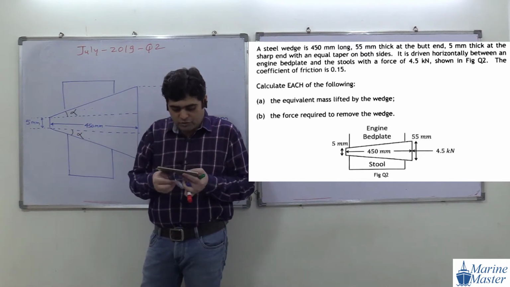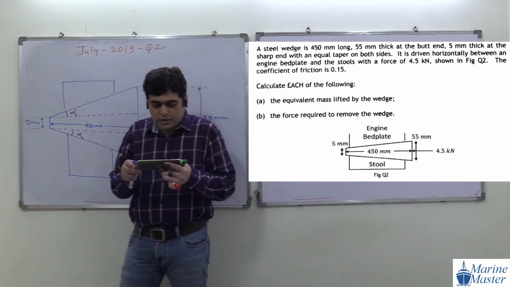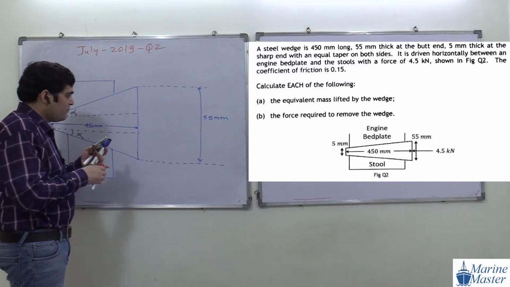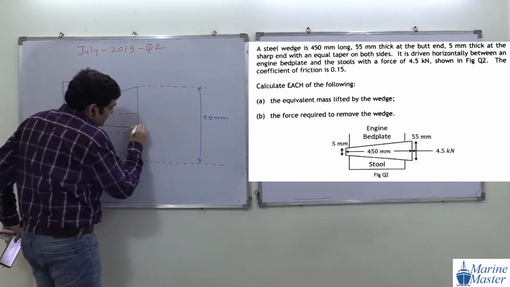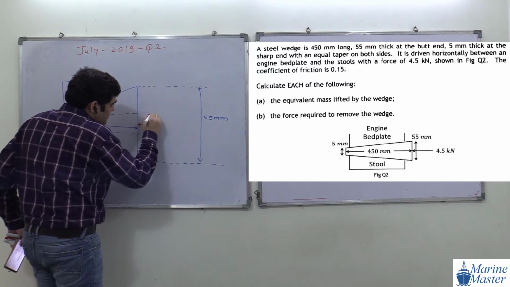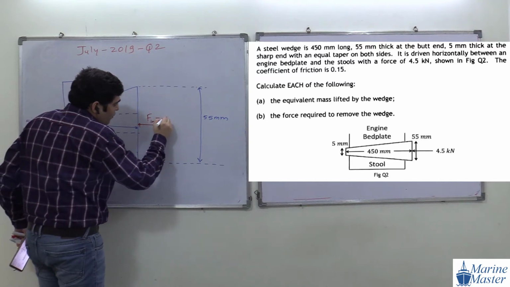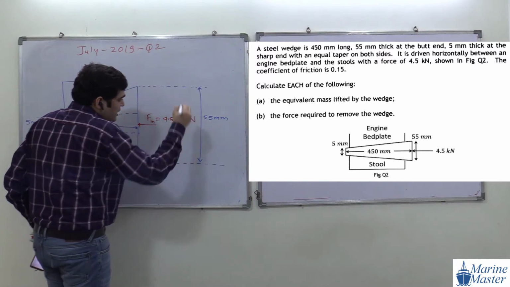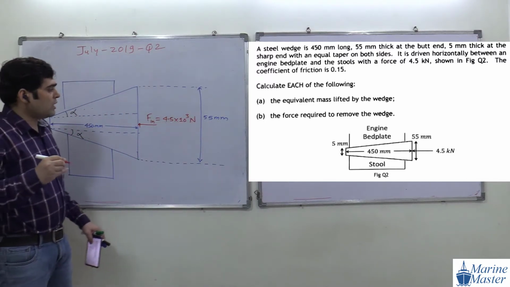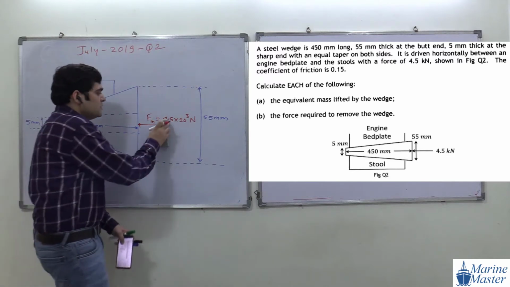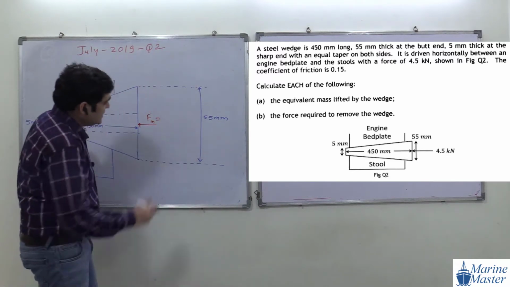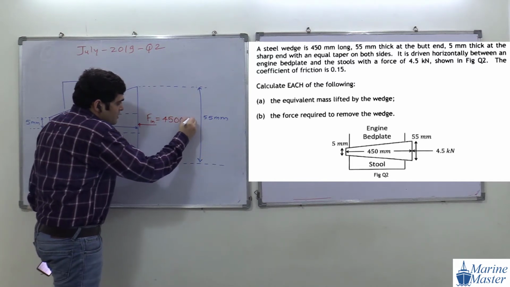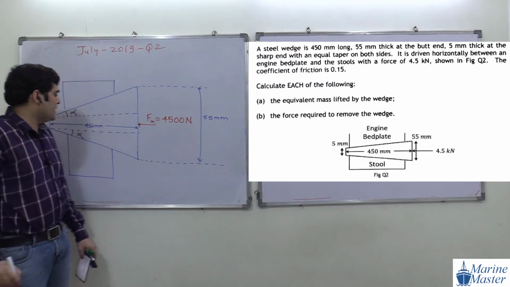Now the next scenario is what, guys? Now how much force have they given us? F in. In the question they have given us a force F in. 4.5 kilonewton means 4.5 into 10 raised to the power 3 Newton, or in other words, we can directly write 4500 Newton. Guys, are you getting my point? Try to see the scenario.